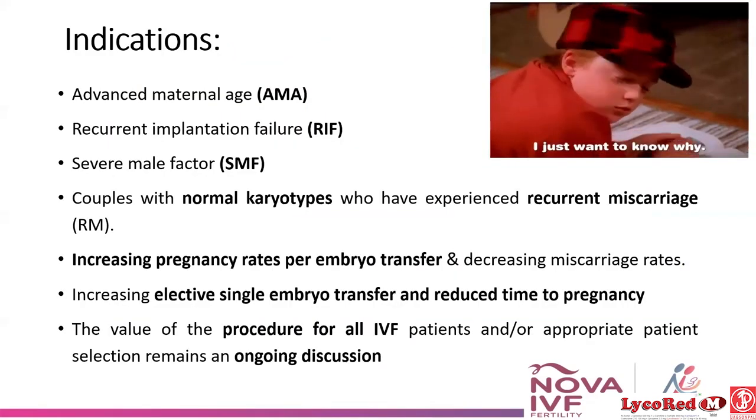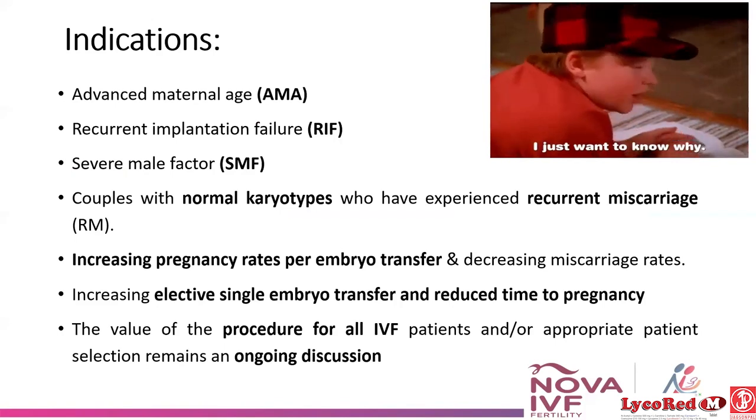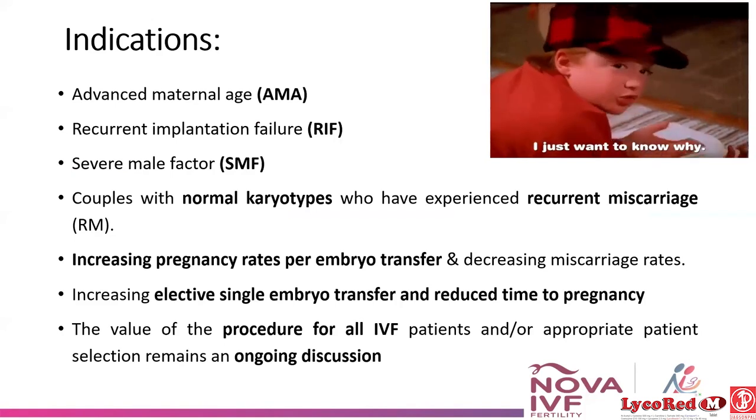So why are we doing PGT? The indications include advanced maternal age, recurrent implantation failure, severe male factor, and couples with a normal karyotype but recurrent miscarriage. We also use it for increasing the pregnancy rate per embryo transfer and decreasing the miscarriage rate. With elective single embryo transfer, PGT helps reduce the time to get pregnant. Again, there is a question of whether we should use PGT for all or only for some patients, but this is an ongoing discussion, so we will not focus on that.